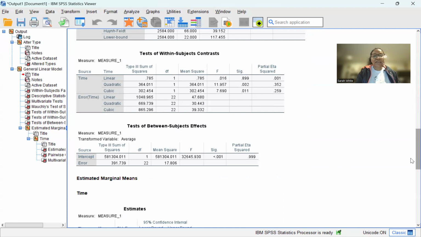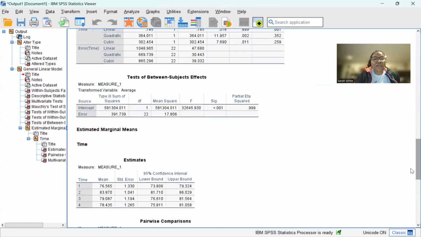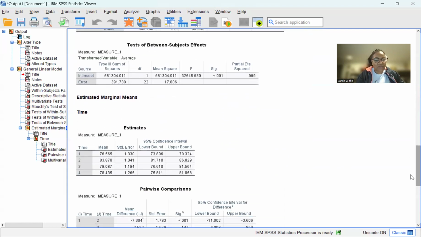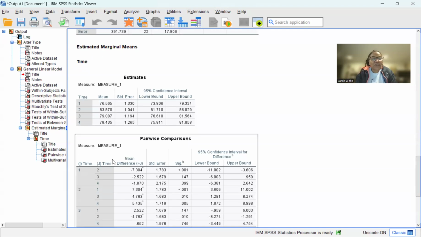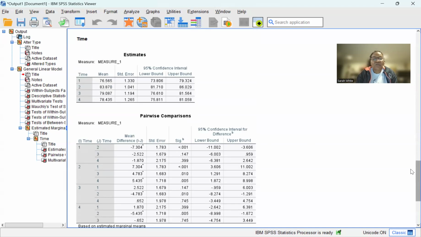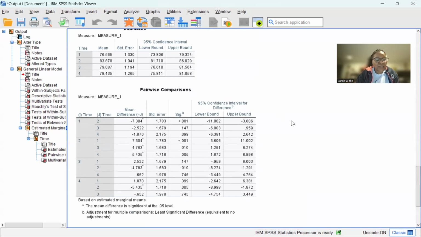So we are going to go ahead and go down to our pairwise comparisons. As we look here, we can see all the differences between the mean scores in the pairwise comparison. This also uses that Bonferroni adjustment in SPSS. When we look at the mean differences, the difference between 1 and 2 is our largest at negative 7.302.